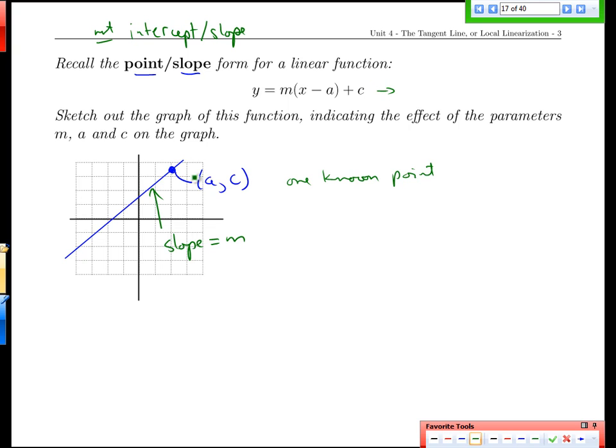Just to show how that works, y is m times x minus a, plus c. One of the ways to look at it is, if x equals a, do we get the y coordinate c? Of course we do. Y at a will be m times a minus a, plus c. The a minus a cancels, we get 0. The m doesn't matter anymore, and we get c. So that tells us that it's always going to go through the point, whatever this number is as x, whatever that number is as y. Okay, that's the point slope formula.